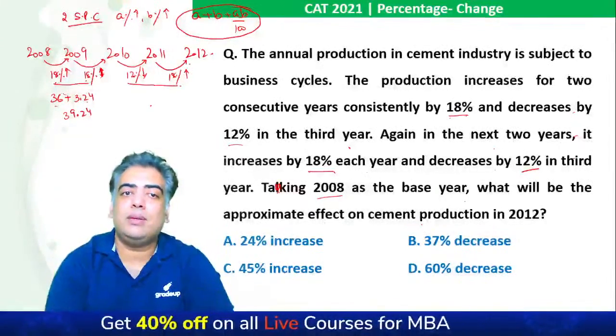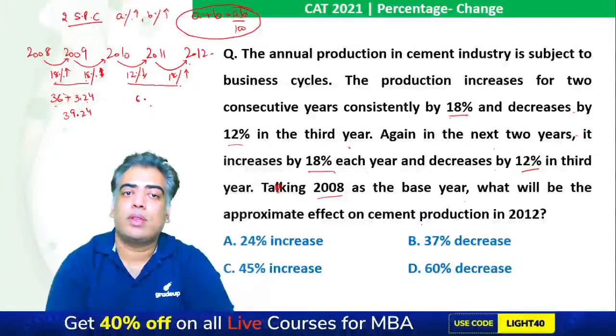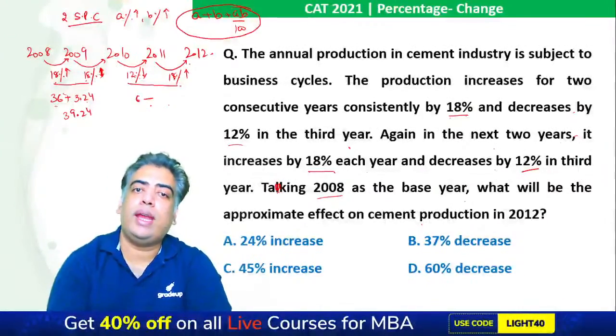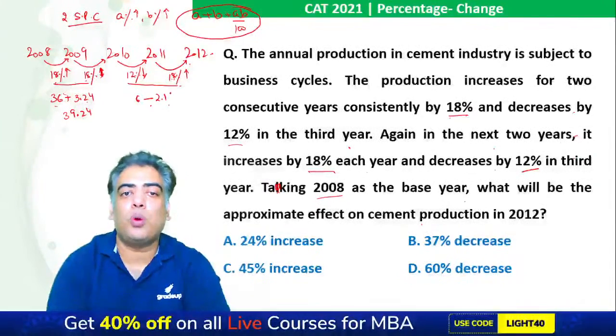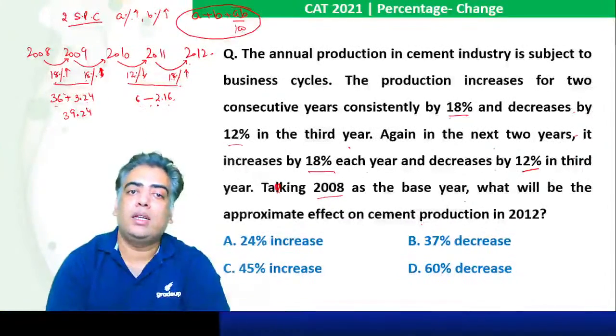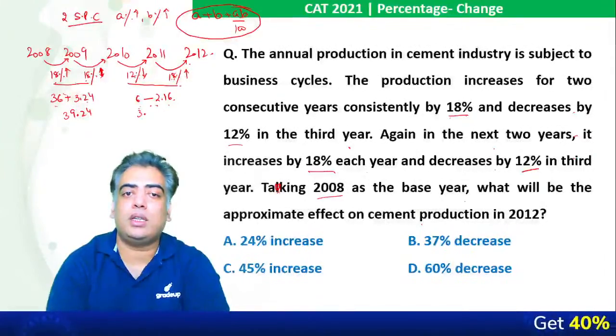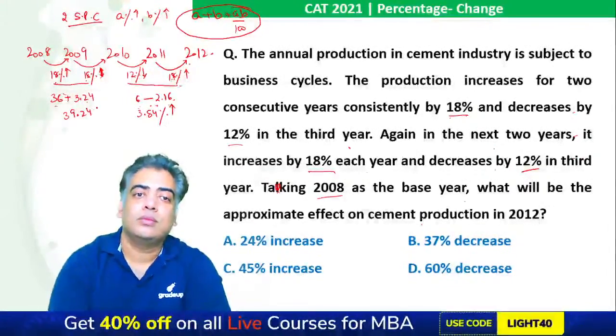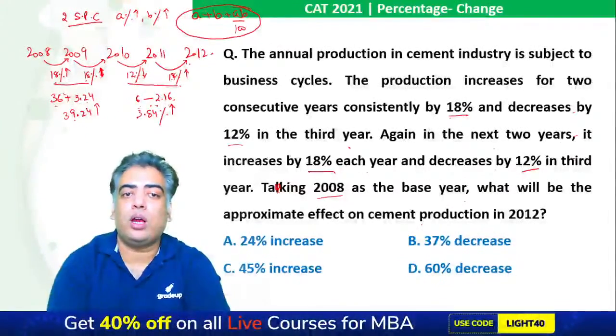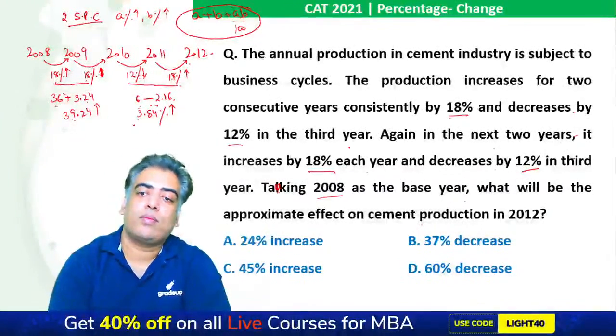So it is 18 minus 12, which is 6, minus 12 into 18 upon 100. Now 12 into 18 is 216. 216 upon 100 comes out to be 2.16. And difference of these two comes out to be 3.84%. Now we can apply the formula on these two values.